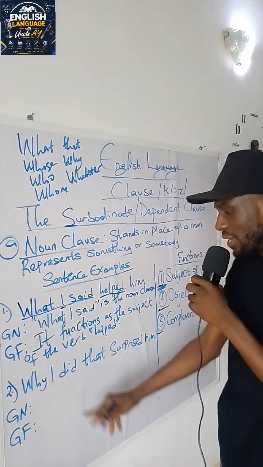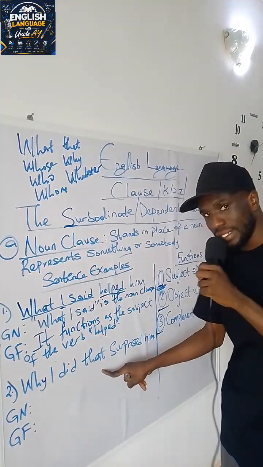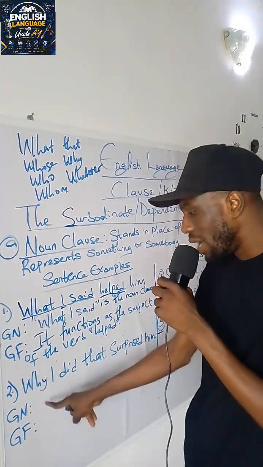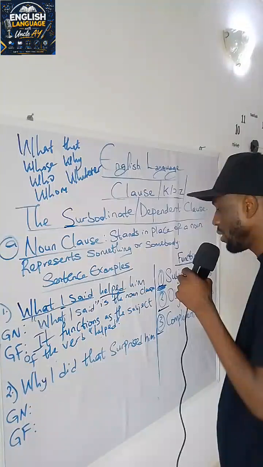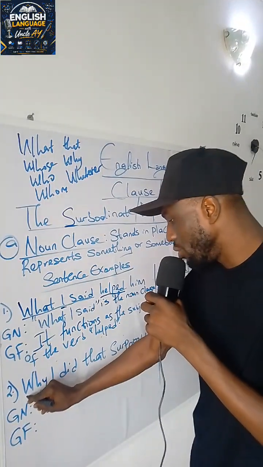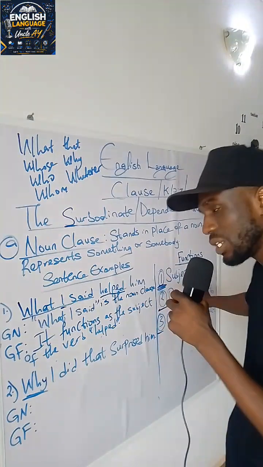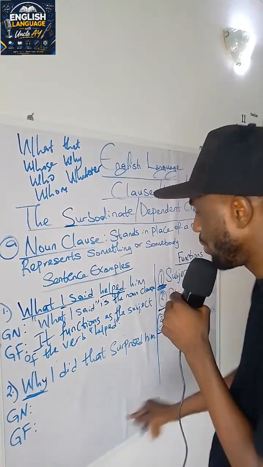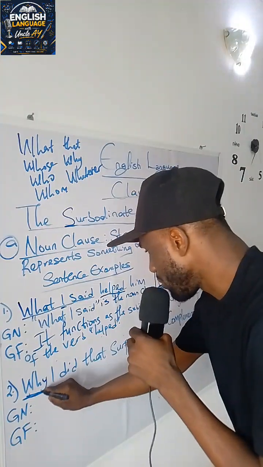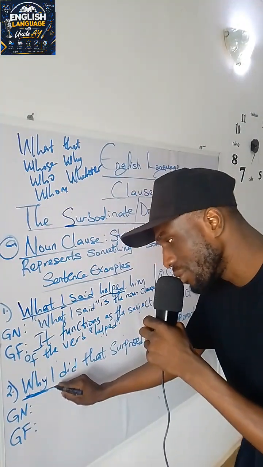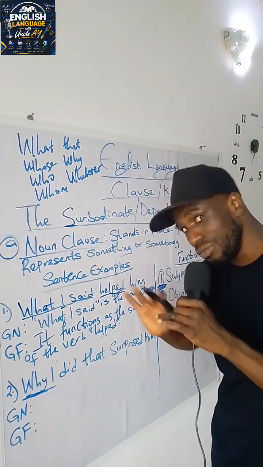So let's take number 2. The sentence here says, why I did that surprised him. Why I did that surprised him. So this is a subordinating conjunction, right? Let's not forget as a subject now, subject of the verb. And then we go further, right? My noun, although it's a pronoun, I mentioned earlier there's really no difference.